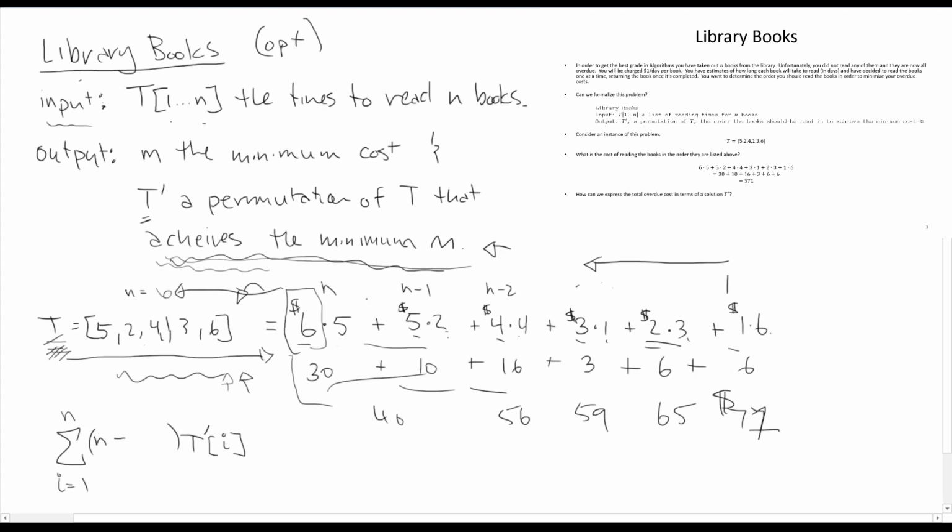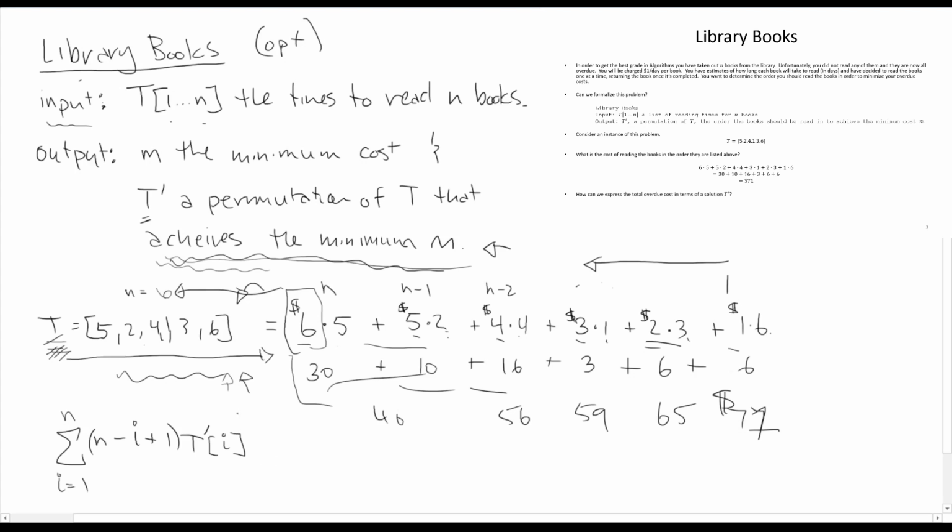Because we start at n and we go down. Now we'll notice if we just minus i, which is what we want to do, we're going to get n minus 1 to start out, so we actually need to do plus 1 more. n minus 1 plus 1 gives us n, the first value. n minus 2 plus 1 gives us n minus 1, the second value, and so on.